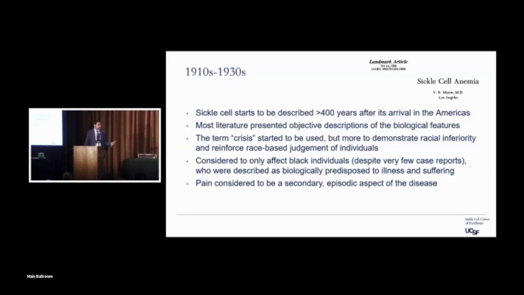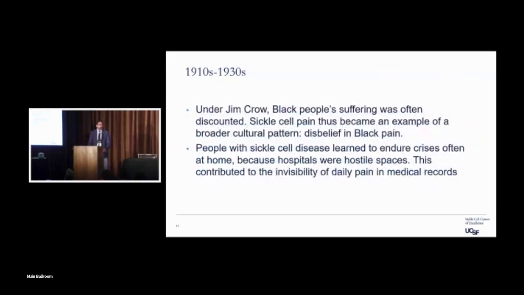An ongoing issue is that pain was continued to be considered an episodic and very secondary aspect to the hematologic parameters that were being seen. Pain was not an important part of the disease, it was just something that was also there. And you'll see this as a theme. I'm going to say this a couple more times as we talk through the decades. And then, of course, in this time was Jim Crow America, where the suffering of Black people was really often very discounted. I'll read this out loud.